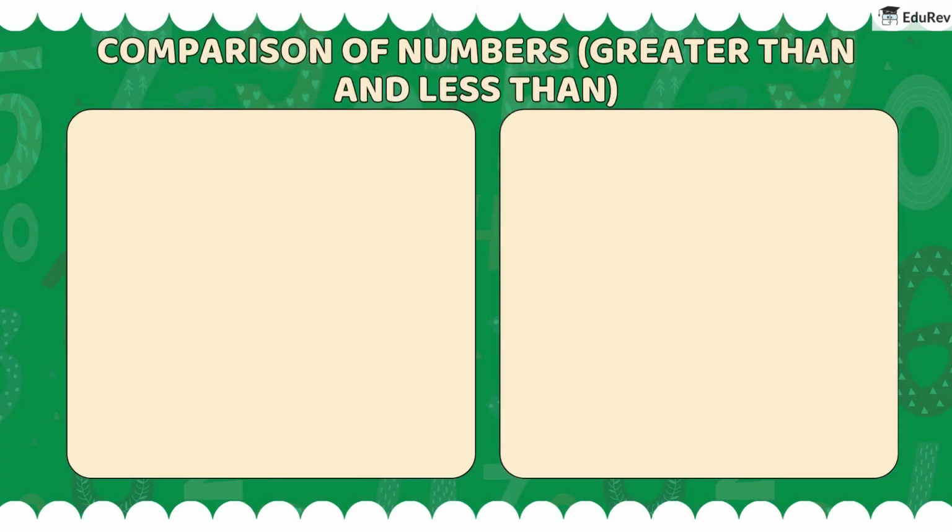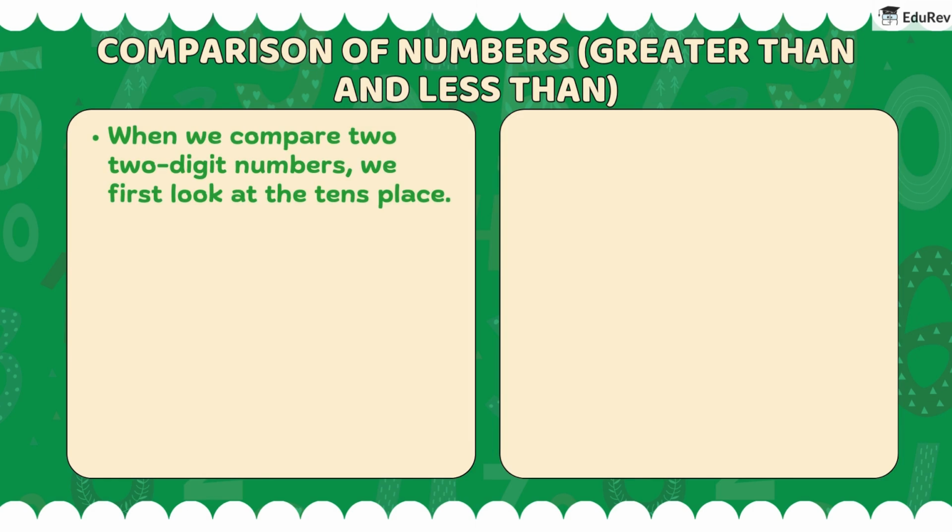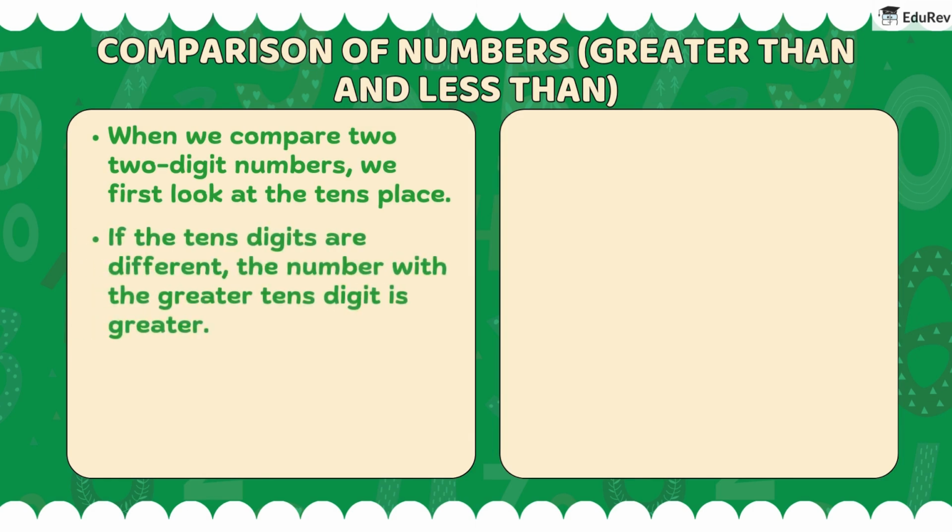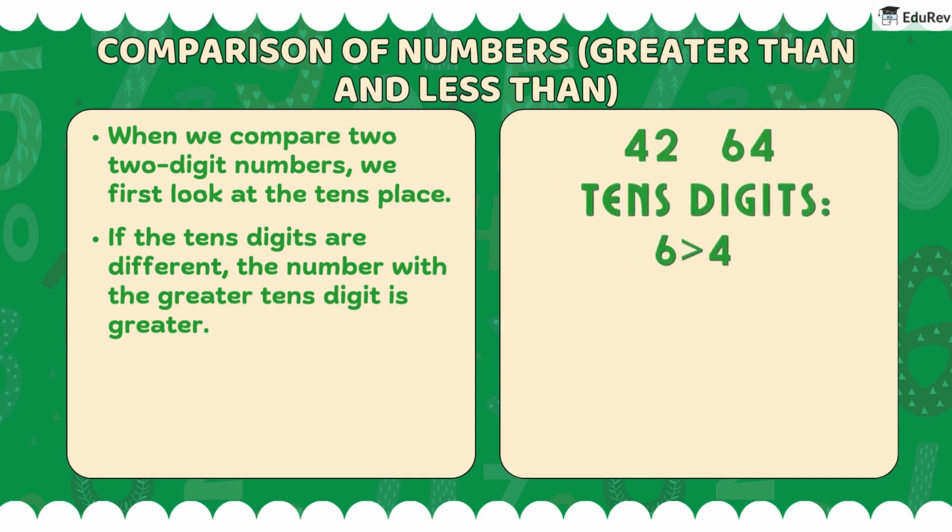Comparison of numbers, greater than and less than. Next, let's learn how to compare numbers. When we compare two-digit numbers, we first look at the tens place. If the tens digits are different, the number with the greater tens digit is greater. For example, if we compare 42 and 64, we see that 6 in 64 is greater than 4 in 42. This means 64 is greater than 42.